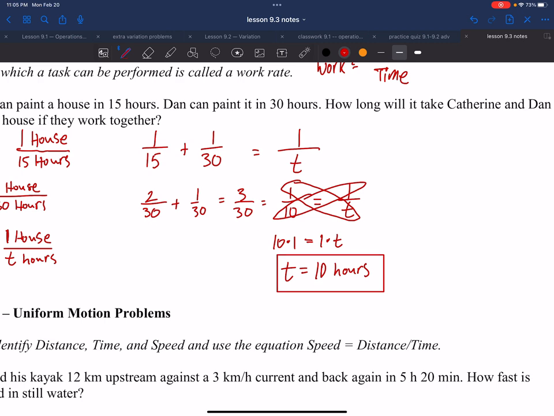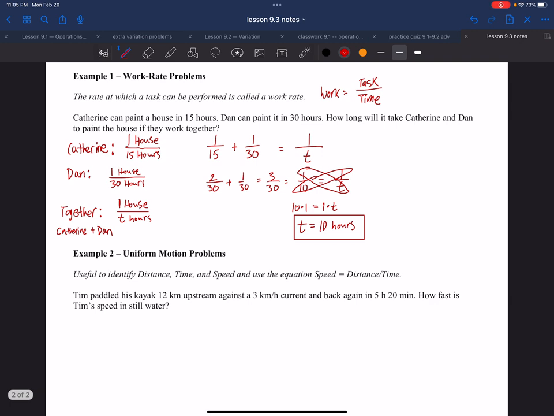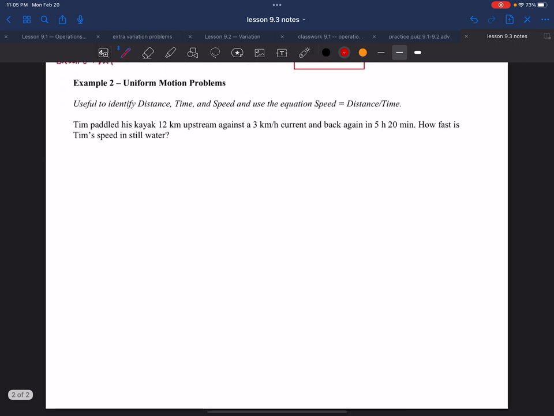Okay. They could paint it in 10 hours. I think that's right. I don't think I made any mistakes. I'll double check after the video. But yeah, it's really not that bad. But you do want to make sure you label all these pieces of information. It'll vastly help you set up the problem, because if you just try to jump to this step, that can be difficult. That can be tough.